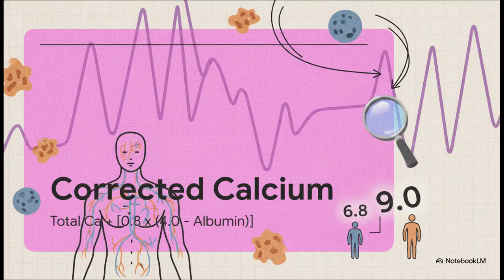Question 13 shows exactly why you must always correct for hypoalbuminemia. If you just look at a measured total calcium of 6.8, that looks terrifyingly low, right? But this patient's albumin is severely depleted at 1.2. We have to adjust for that. We multiply 0.8 by the drop in albumin, giving us a correction factor of 2.24. Add that back to the 6.8, and suddenly you realize that terrifyingly low calcium is actually a perfectly safe 9.0. Crisis averted, just by doing the math.